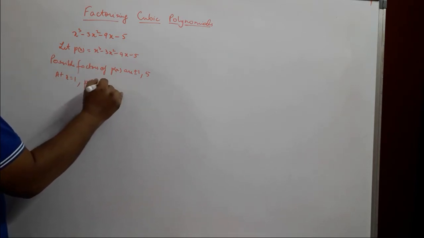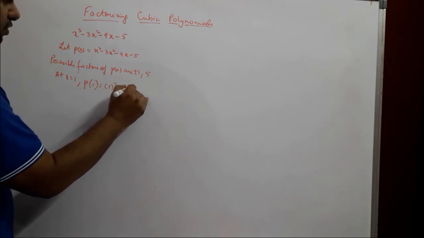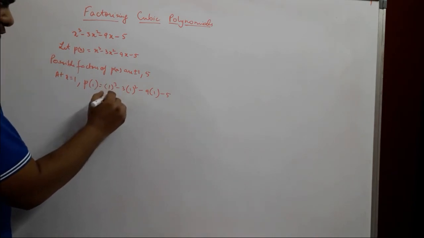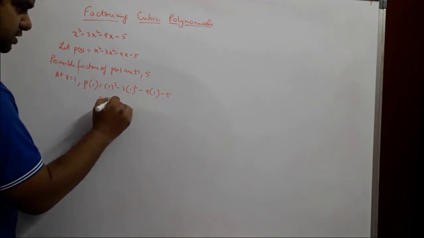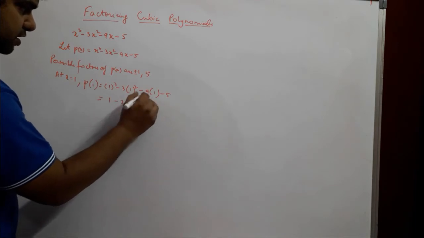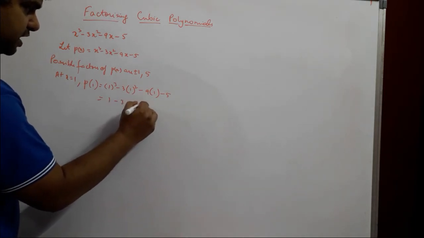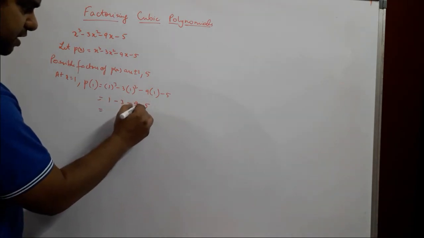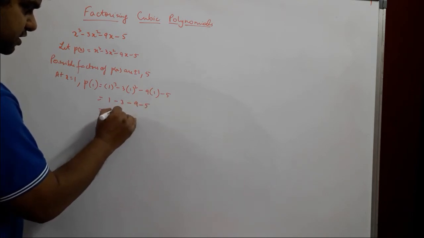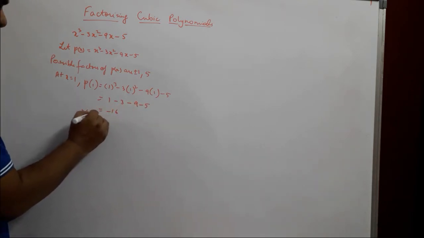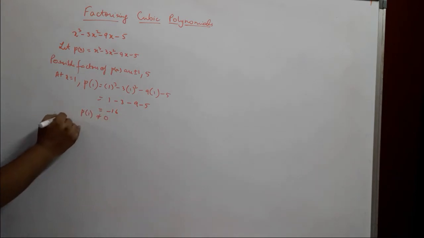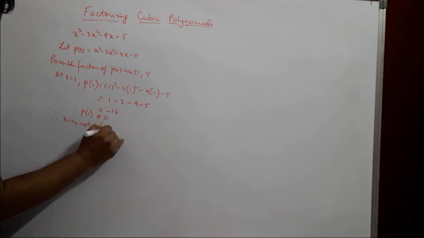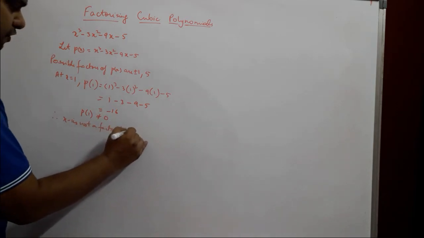p of 1 equals 1 whole cube minus 3 into 1 whole square minus 9 into 1 minus 5. 1 whole cube comes to 1, minus 3 into 1 square comes to minus 3, minus 9 into 1 gives us minus 9, and minus 5. So 1 minus 3 is minus 2, minus 2 minus 9 is minus 11, minus 11 minus 5 is minus 16. So p of 1 is not equal to 0. Therefore we can say x minus 1 is not a factor of p of x.